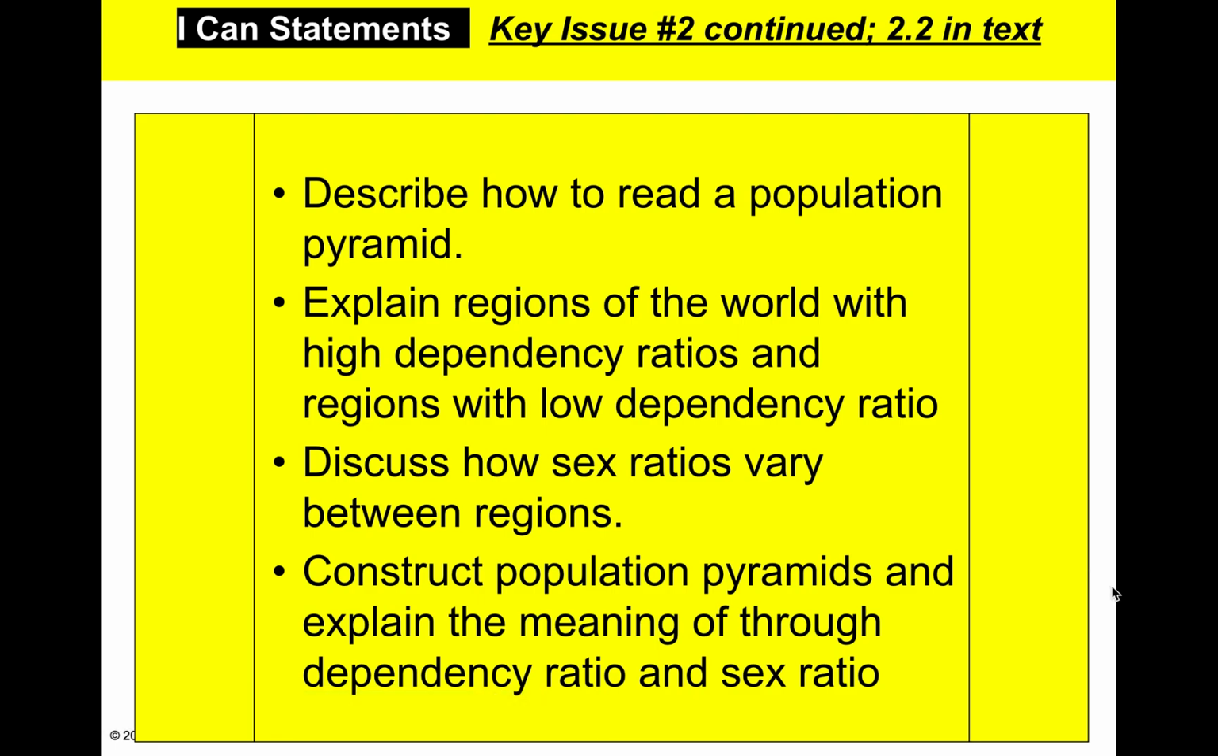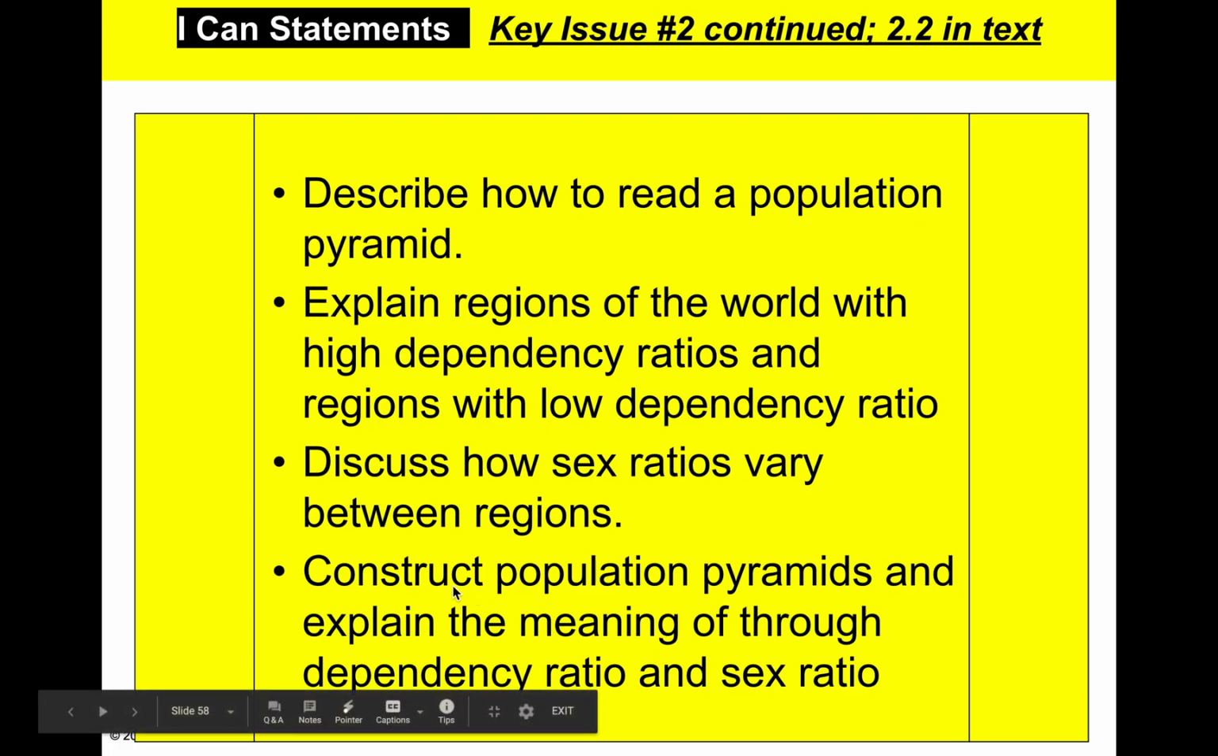Specifically, describe how to read a population pyramid. Second, explain regions of the world with high dependency ratios and regions with low dependency ratios. Discuss how sex ratios vary between regions. Construct population pyramids. I don't know if we'll have time for this last one.